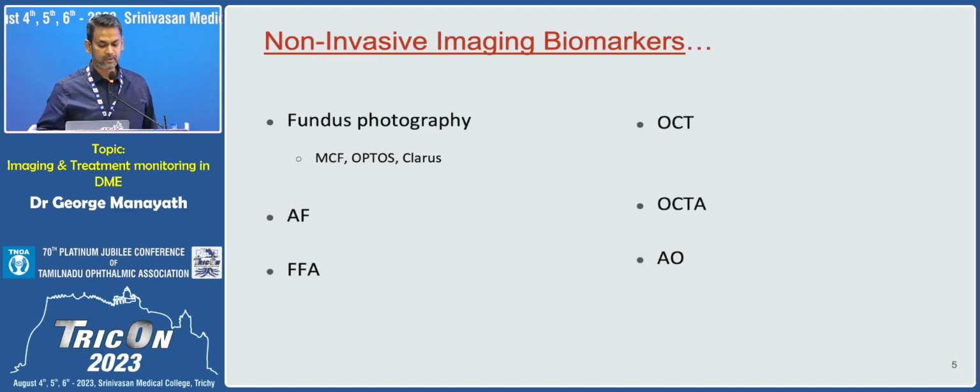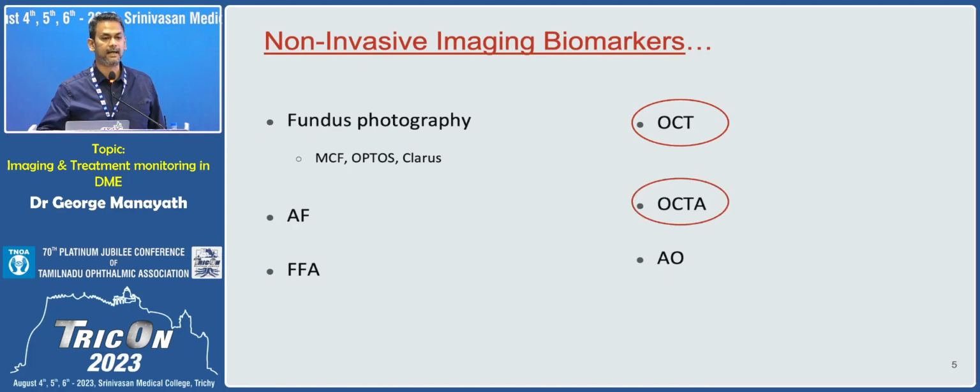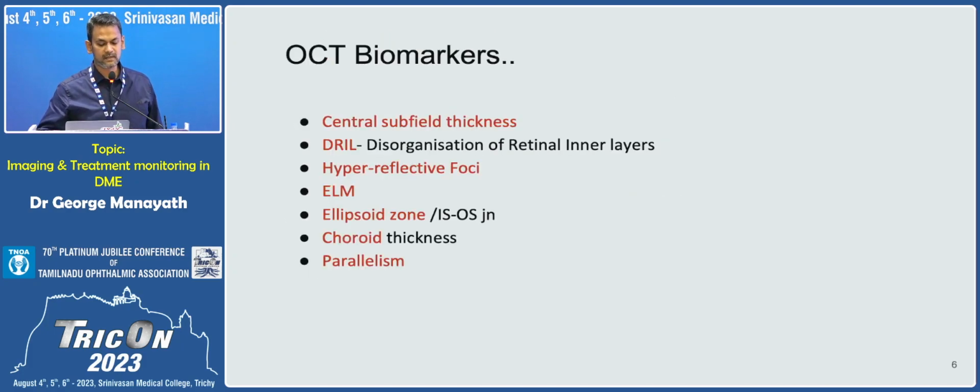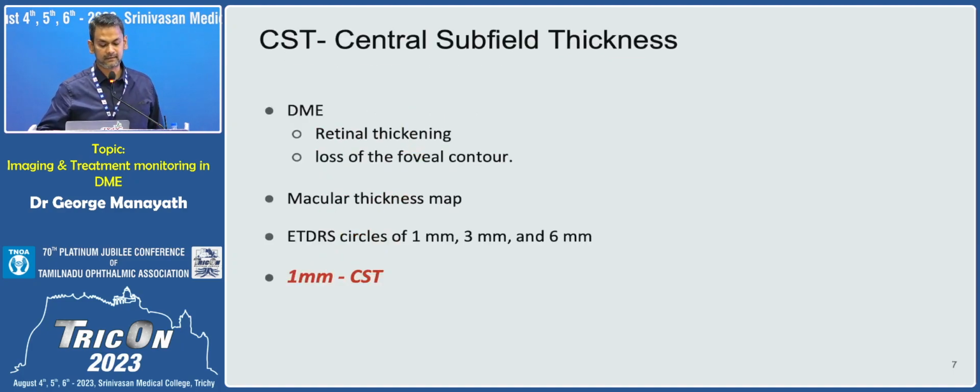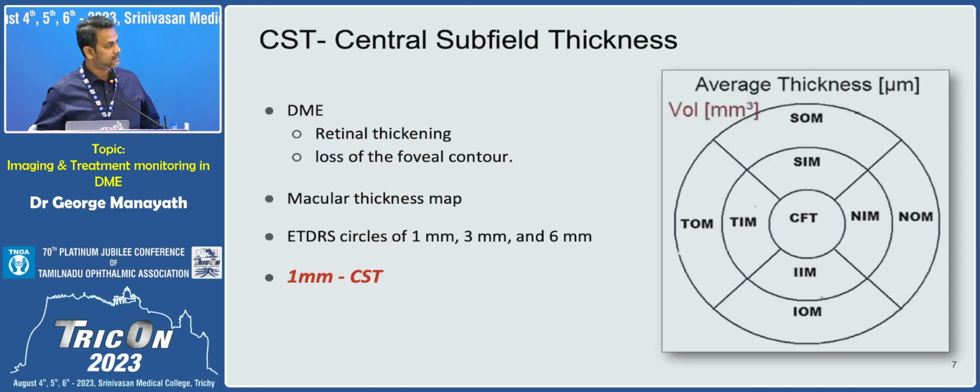Coming to the topic per se, we are looking at non-invasive biomarkers to predict the vision in diabetic macular edema. Let's look at some of these imaging parameters. These are the OCT biomarkers. We'll start with the central macular thickness, or what we call the central subfield thickness, which is the central 1 millimeter zone of the OCT map of the macula.